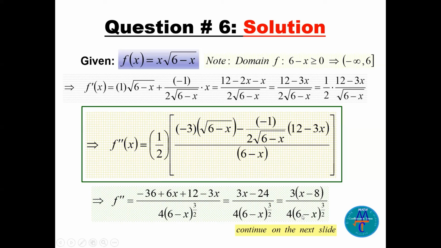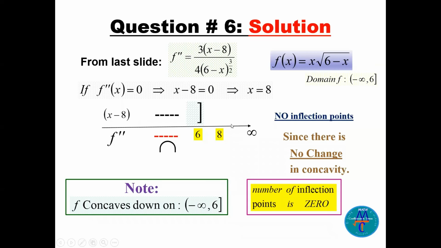Now on the next slide, this is f double prime: 3 times x minus 8 over 4 times 6 minus x to the power 3 over 2. This is the function given, and this is the domain of the function. f double prime is equal to 0 only at x equals 8. And we have noticed here the domain of the function is from minus infinity until 6. 8 is outside. It is not even in the domain. So we cannot even study that. 8 is outside the domain of the function.